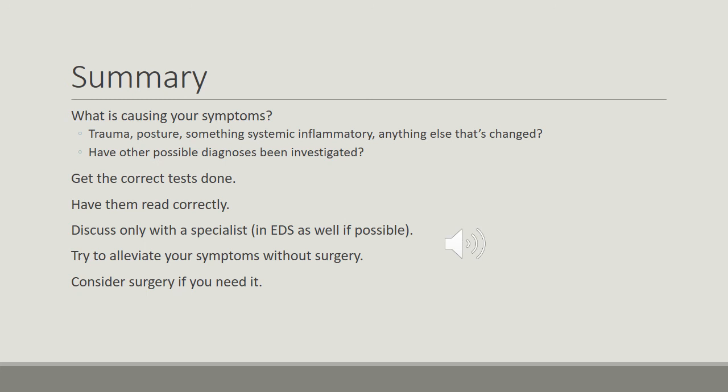Getting the correct tests done is very important. Second, having them read correctly. What we want to do is discuss these things with a specialist, if possible, somebody that's well versed, and hopefully versed in EDS as well. Trying to alleviate your symptoms without surgery should always be a goal, so you want to exhaust that conservative checklist. And then be open-minded enough to consider surgery if you need it, but certainly not without taking the time to put in the work first.